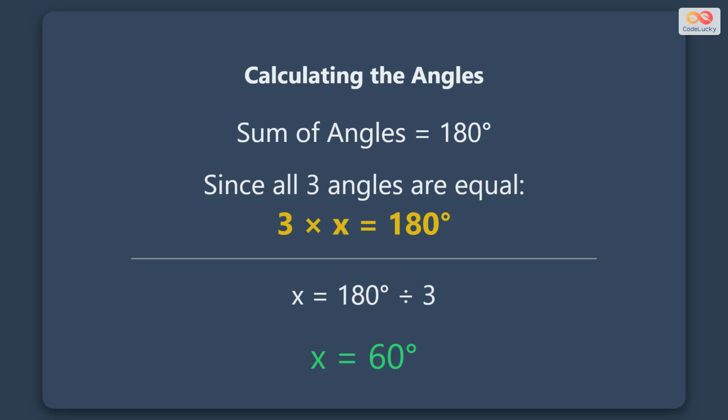Let us do the math. We know the total is 180 degrees. Since all three angles are identical, we can divide the total by 3. 180 divided by 3 equals 60.